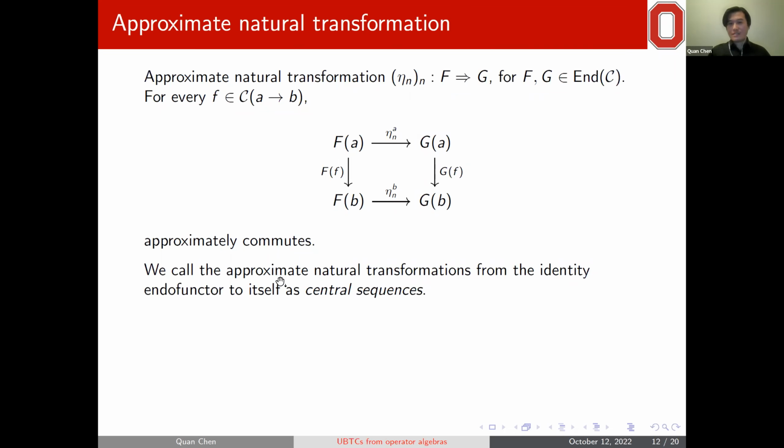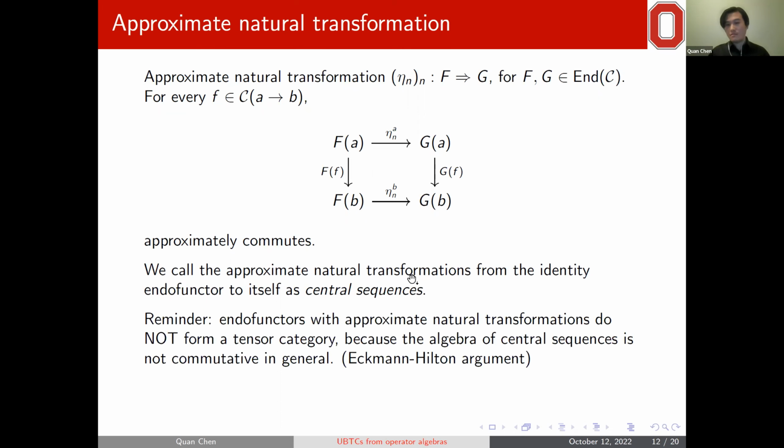And we call the approximate natural transformation from an identity endofunctor to itself the central sequence. And this name is from operator algebra, but maybe for now it's just a name. Just call an approximate transformation from the identity functor to the identity functor a central sequence. And then one may think about whether the endofunctors together with approximate transformations can form a tensor category, because we already see that endofunctors with natural transformations form a tensor category. But whether it is true for endofunctors together with approximate transformations, the answer is no. So it's not true in general.